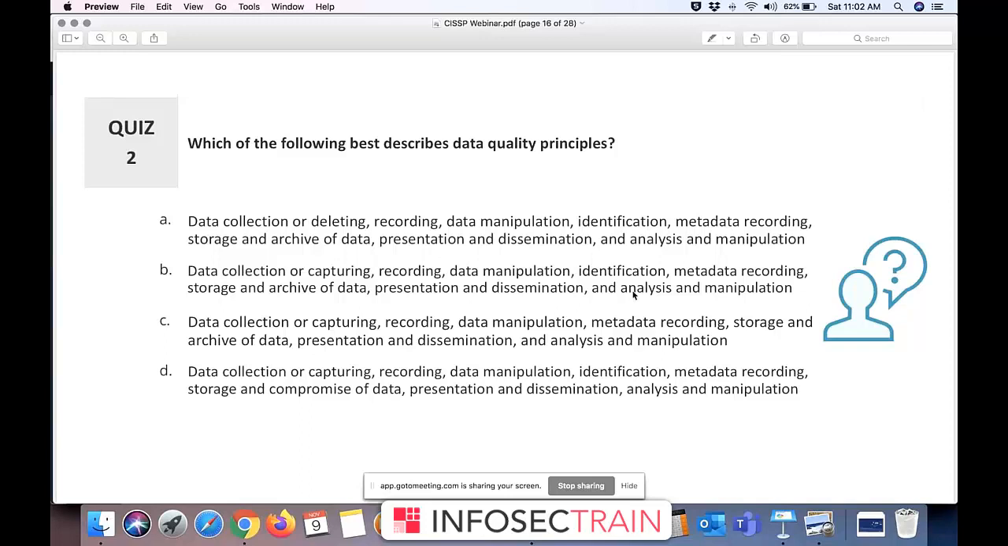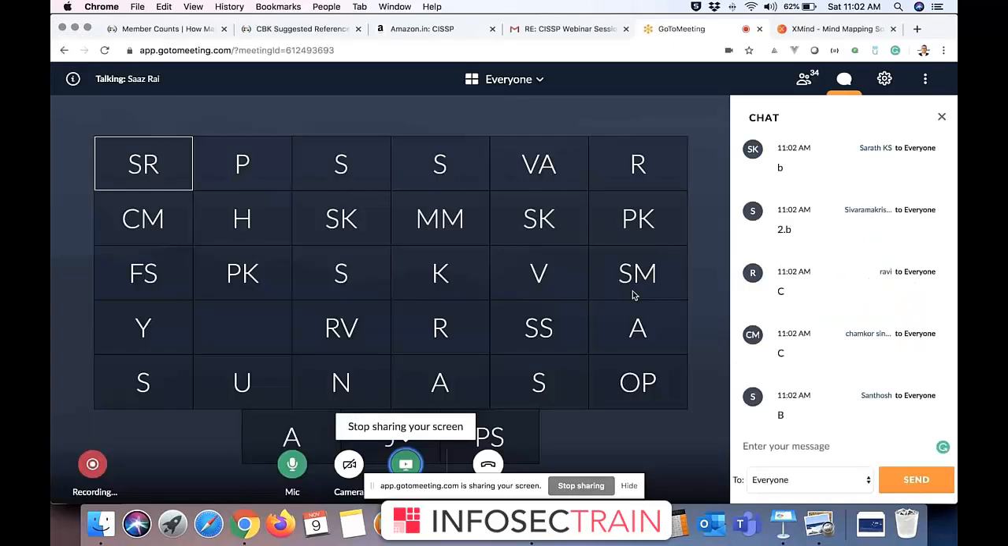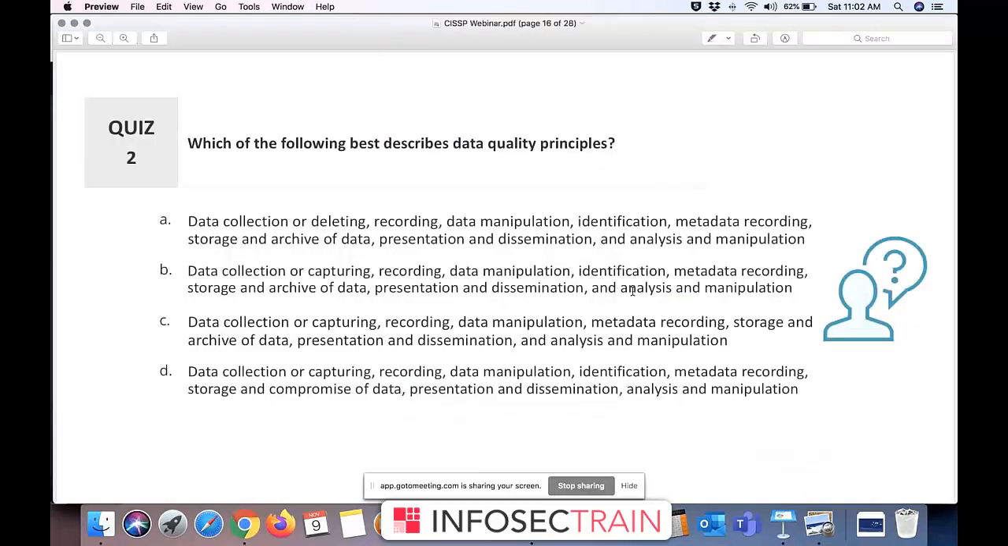Use the chat window for this. I think this is now easy. You just have to select one of them. Put it in the chat window, between B and C. And be on mute, guys, because there's some background noise. Write down the question number, because when you just write A, B, C, I wouldn't know which question number you're answering for.